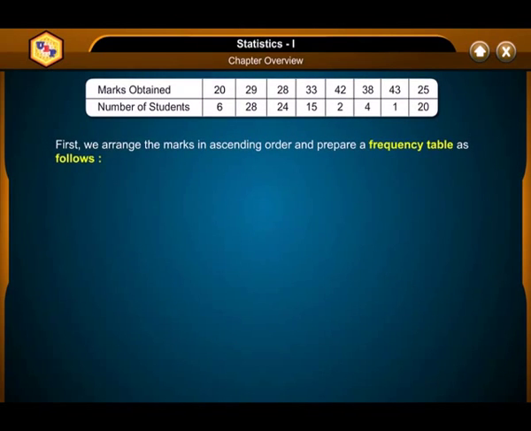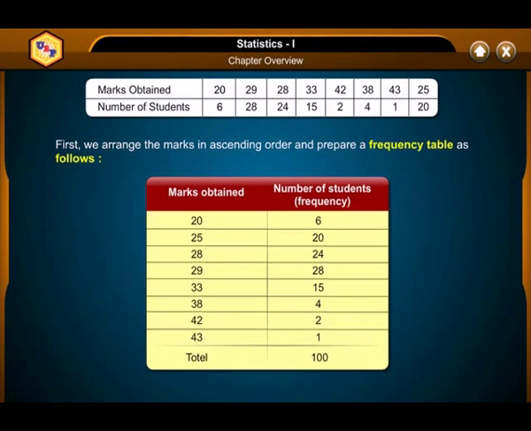First, we arrange the marks in ascending order and prepare a frequency table as follows. Marks obtained, number of students, frequency: 26, 25, 20, 28, 24, 29, 28, 33, 15, 38, 4, 42, 2, 43, 1. Total 100. Here, n is equal to 100, which is even.